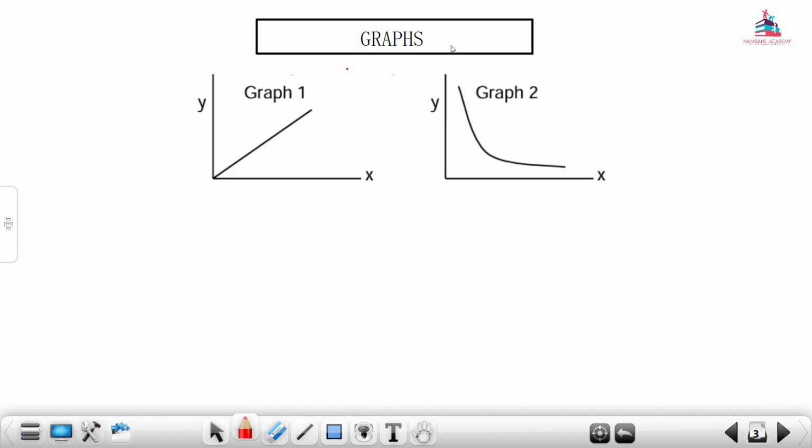We need to know that our graph is supposed to have a title. Very important. Your graph must have a title depending on what we are investigating. Number two, we need to identify our variables. Remember, we have two types of variables, dependent and independent. So where do we get our independent variable? We get our independent variable from the x-axis.